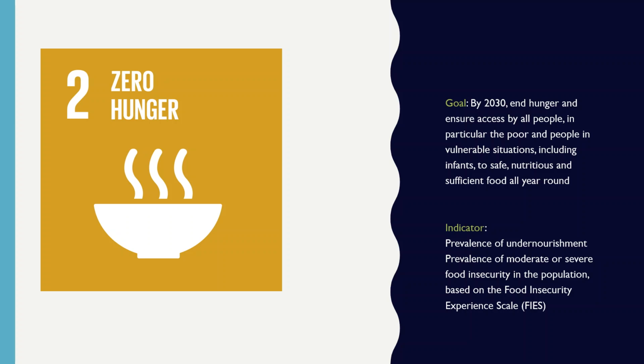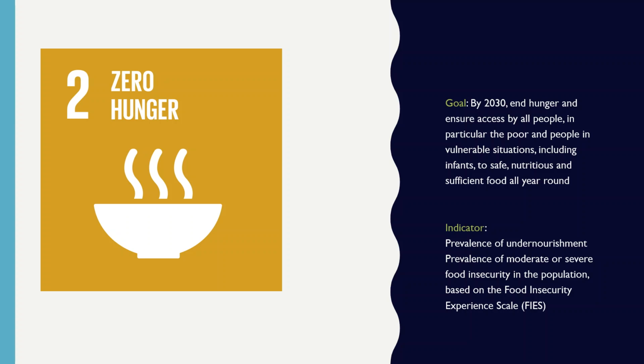So what does hunger mean, right? We need to have enough food, we need to have nutritious food. And when you look at the indicator, the prevalence of undernourishment, of moderate or severe food insecurity in a population based upon the food insecurity experience scale. So that means that they have made this goal, but then they have developed this very specific scale. You can download this book and there would be a lot more on this.